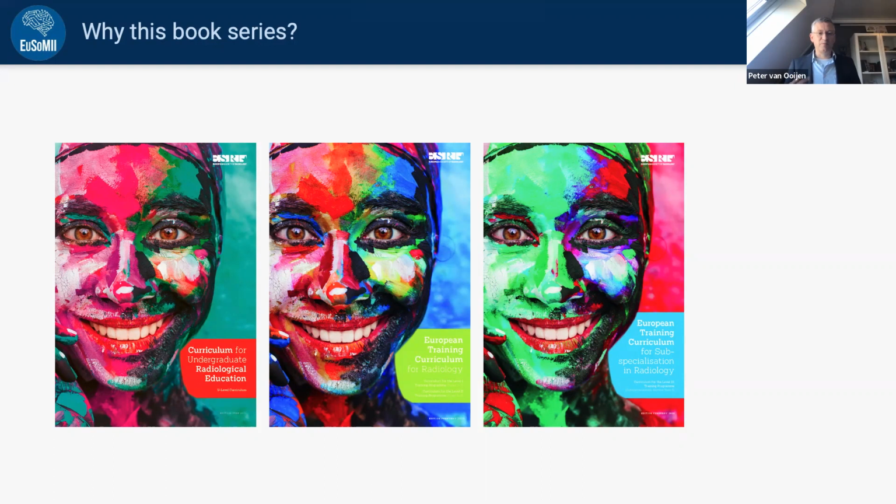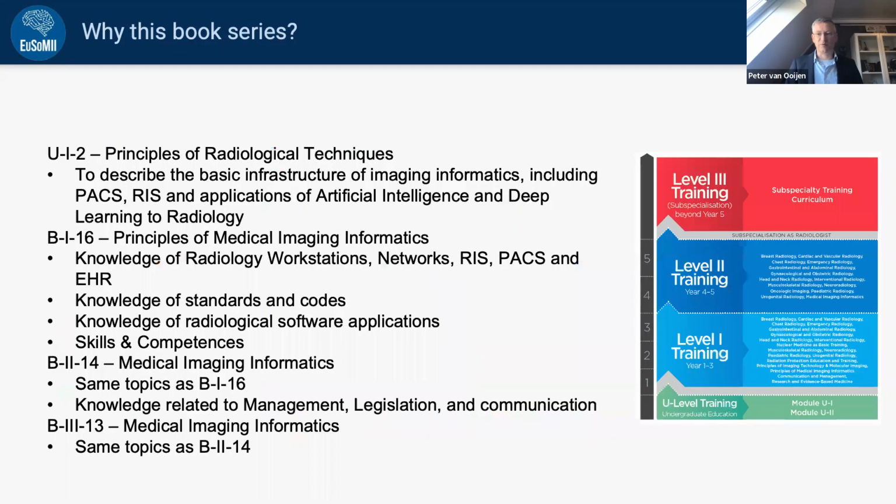So we started to think about what should be in there, what kind of knowledge should be present with the current people that are working in the field of radiology. And in all phases, we've defined what they should know. So in the beginning, you should know about the principles of radiological techniques.